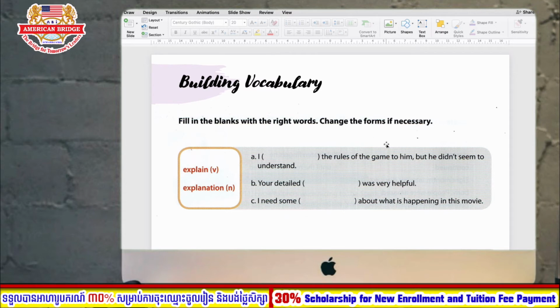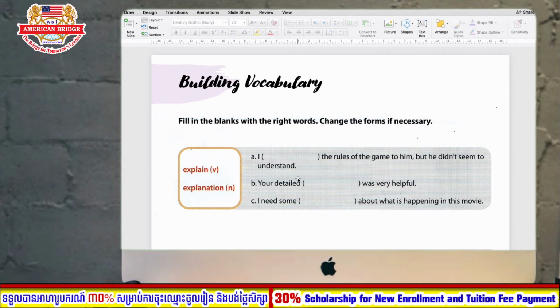So this is important. The given words are not in the correct form. You can change it to past form, to the continuous form, to the plural form, or to the singular form. But make sure you are able to change the form if it is necessary. So let's look at the words in the box. There are 2 identical words. The first one functions as a verb. It is the word explain, right? Explain is a verb. And the noun is explanations.